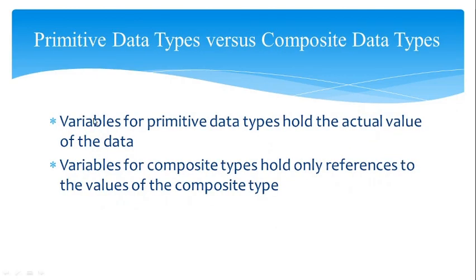Next is primitive data type versus composite data type. What is the difference? An array comes under the composite data type. Variables for a primitive data type hold the actual value of the data, but variables for a composite type hold only a reference to the value of the composite data.